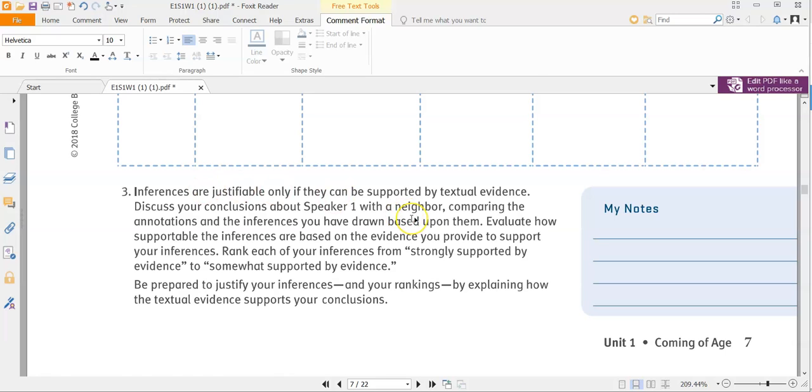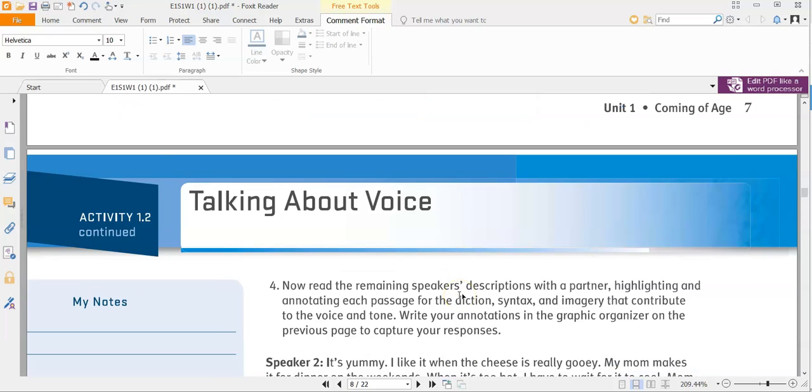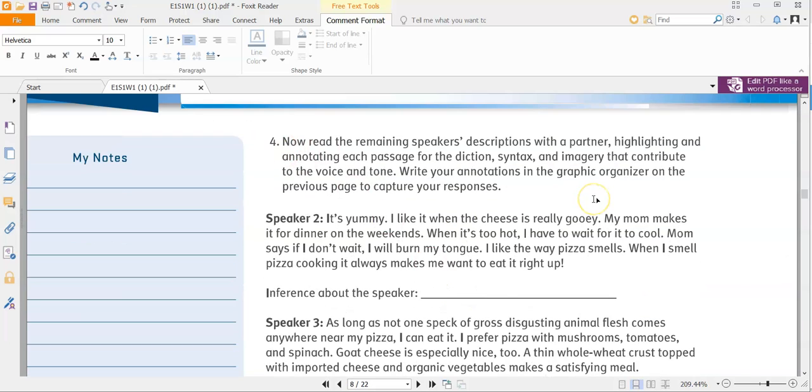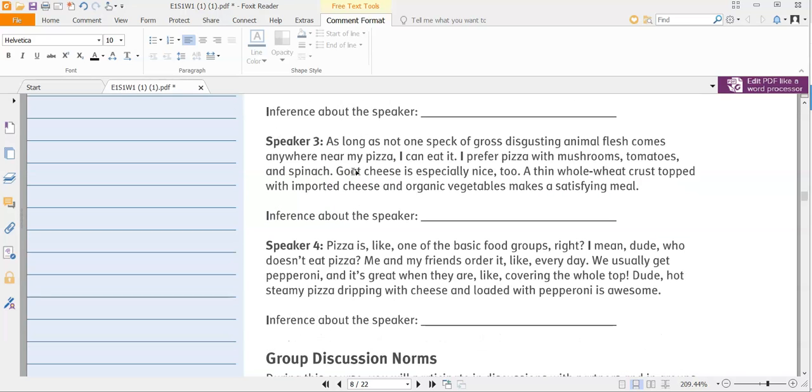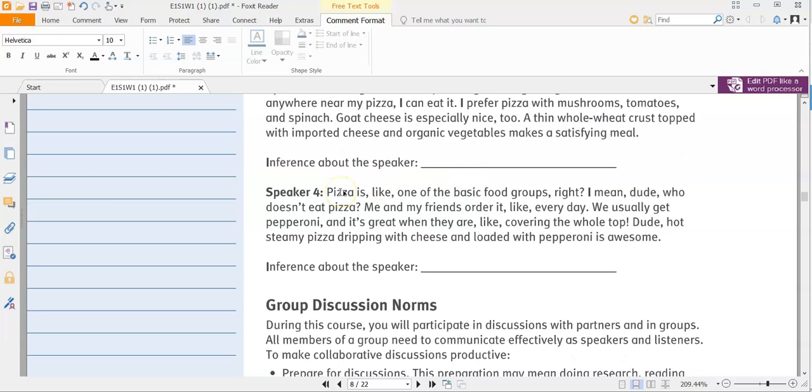So here it says, inferences are only justifiable if they could be supported by textual evidence. Discuss your conclusions. Okay, we're not doing discussions. Some of your inferences are more supported by evidence from the text, whereas some are a little bit less supported. It's asking you to rank them, but we're not doing that part. So here, we're going to do the same thing. We're going to make one inference about each speaker, and then we're going to go in and fill in the rest of the chart with speaker 2, speaker 3, and speaker 4, okay?